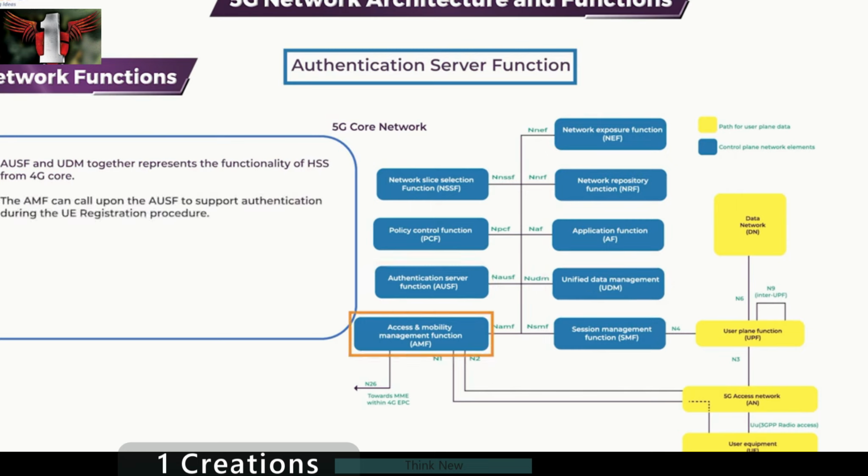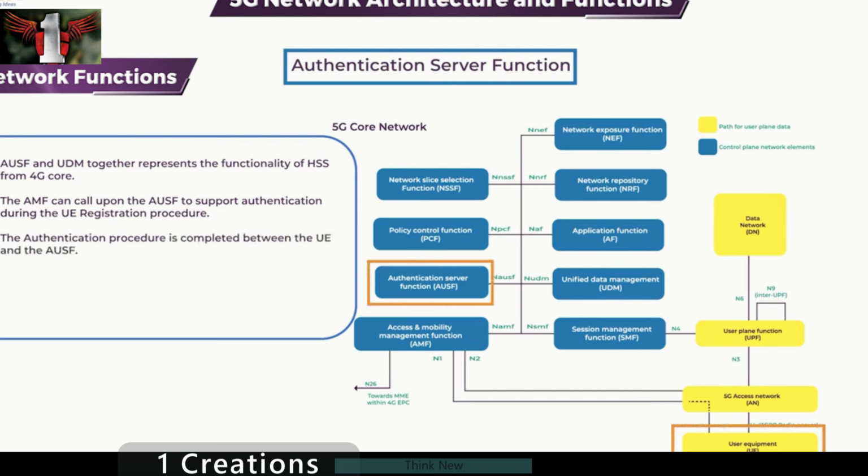The AMF can call upon the AUSF to support authentication during the UE registration procedure. Similarly, the AMF can call upon the AUSF to support authentication during any other procedure which involves establishing a signaling connection with the UE, for example, the service request procedure. The authentication procedure is completed between the UE and the AUSF. However, the AUSF cannot communicate directly with the UE. The AMF is used to relay information between the UE and AUSF.